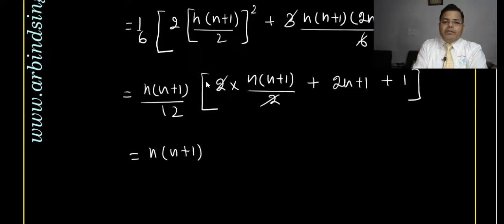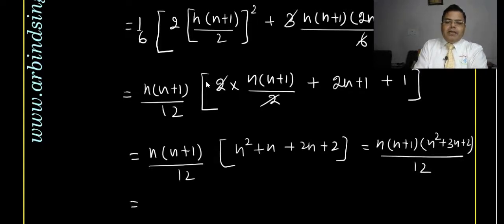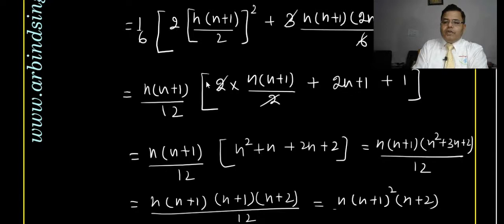So it will be like n into n plus 1 by 12 into, this will be n square plus n plus 2n plus 2, and finally it will be n into n plus 1, and this will be n square plus 3n plus 2 whole divided by 12. That can also be written as n into n plus 1, and the factors will be n plus 1 and n plus 2, right, divided by 12. So that will be the answer: n into n plus 1 whole square into n plus 2 divided by 12. That will be the answer of this question.